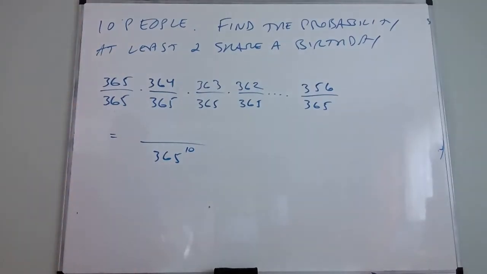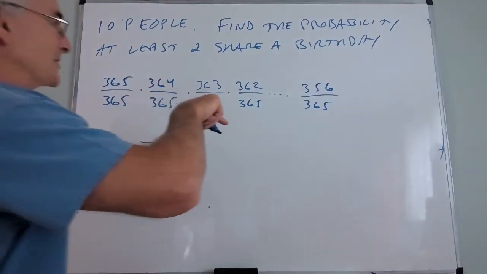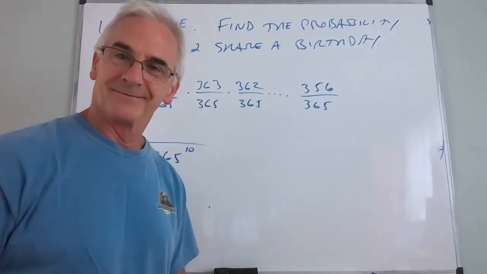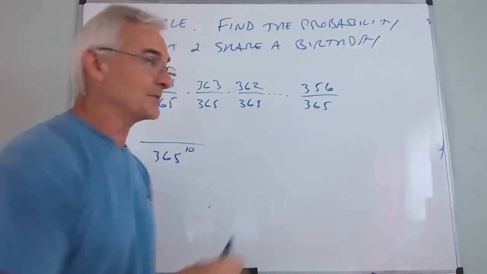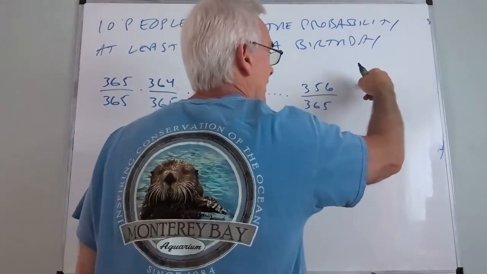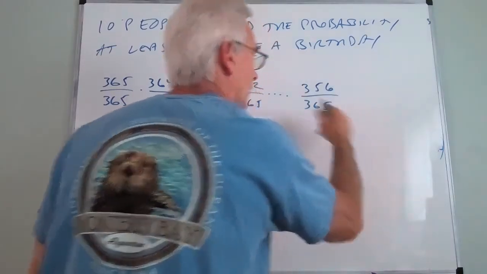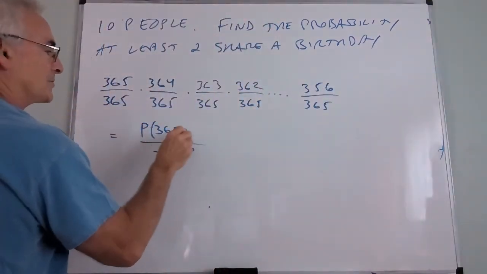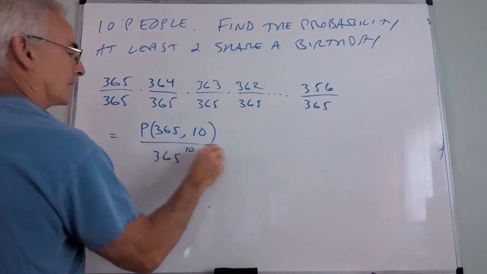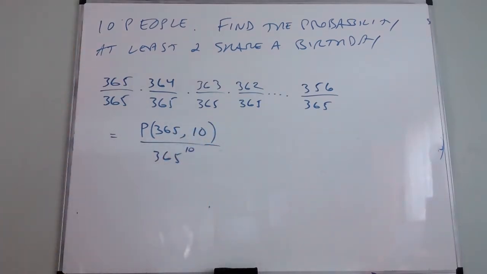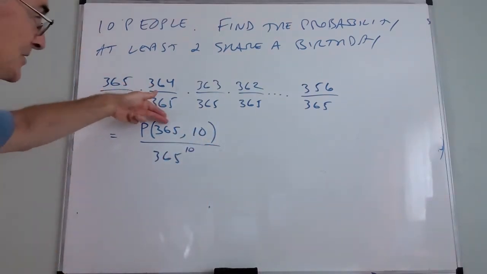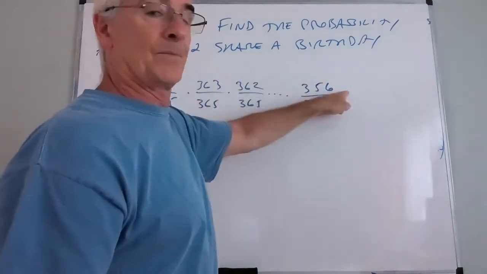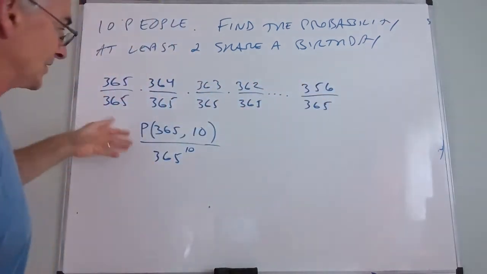What's the numerator? What is 365 times 364 times 363? Isn't that a permutation? Remember, think factorials. If I put a 355 factorial over a 355 factorial, the top is permutation, 365 choose 10. We just did that yesterday. Okay, so this is 365 factorial over 355 factorial. That makes sense. This is the probability.